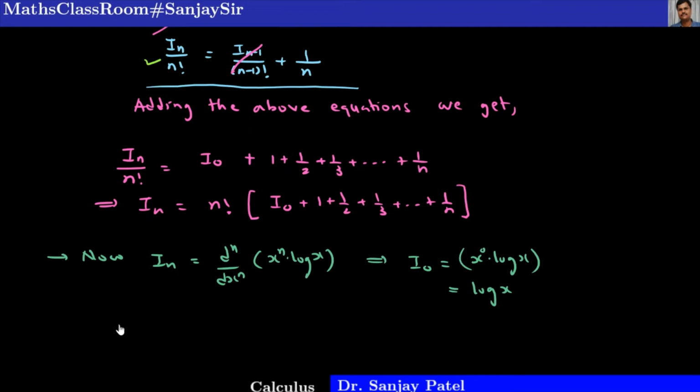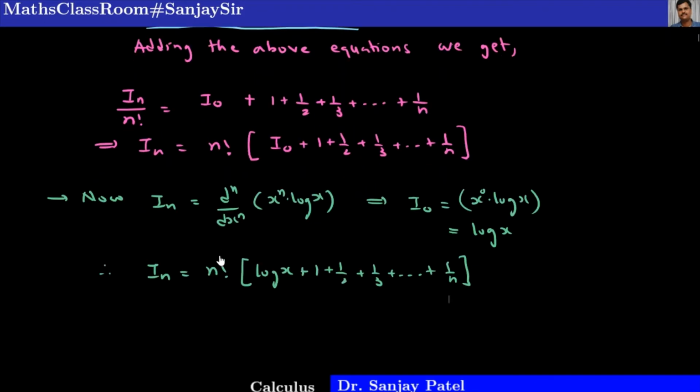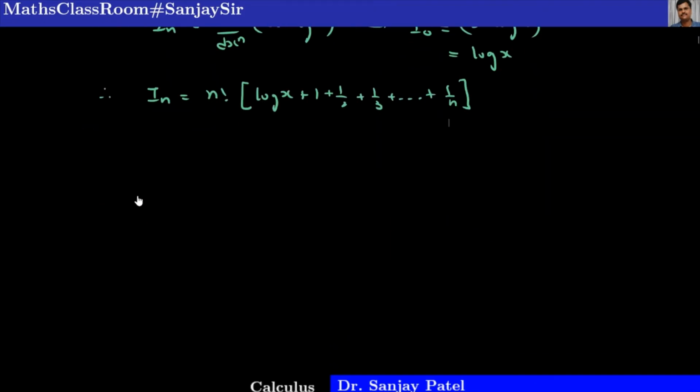So this gives us from this last equation that In is equal to n factorial into log x plus 1 plus 1 by 2 plus 1 by 3 and so on up to 1 by n. So this completes the solution of this problem. Let us go to the next one. That is problem number 2.